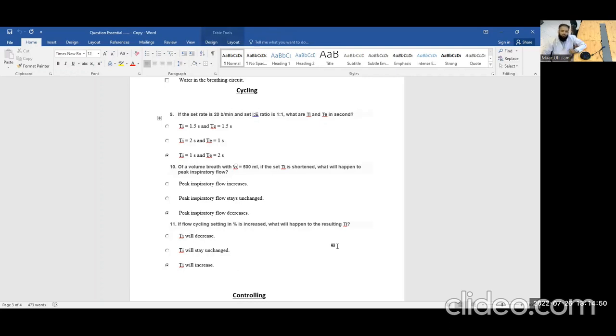Question number 11. If the flow cycling setting in percentage is increased, what happens to the resulting TI? The TI will decrease, TI will stay unchanged, TI will increase. So the answer is option number 1, TI will decrease.